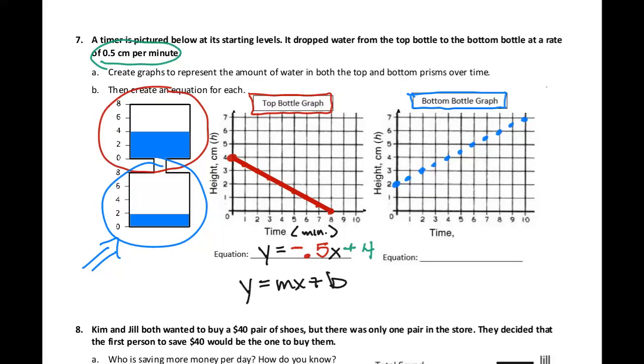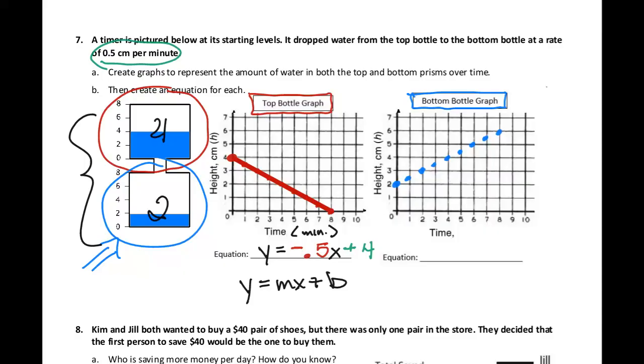Because at the end, how much liquid should I have in my bottle, the bottom bottle? 6. Yes, so you don't necessarily have to go to the end of the graph, all right? Keep that in mind. This one has 4. This one has 2. That means you need a total of 6. So I need to erase these until after 8 minutes, I have a total of 6.